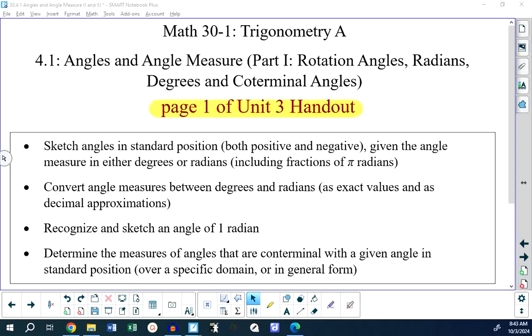And then we're going to be talking about coterminality, which depending on who you had for Math 20-1, you may have already been introduced to that. All right, let's get going here.